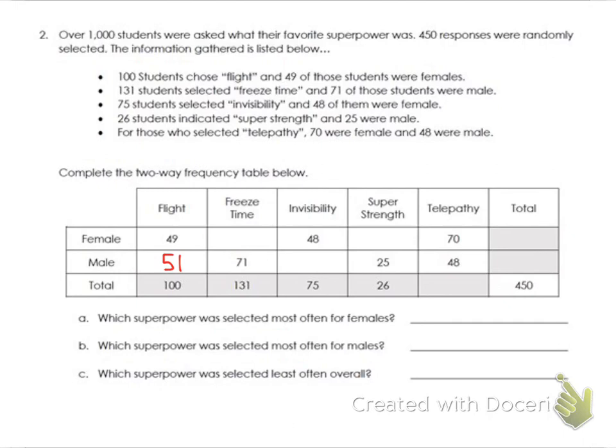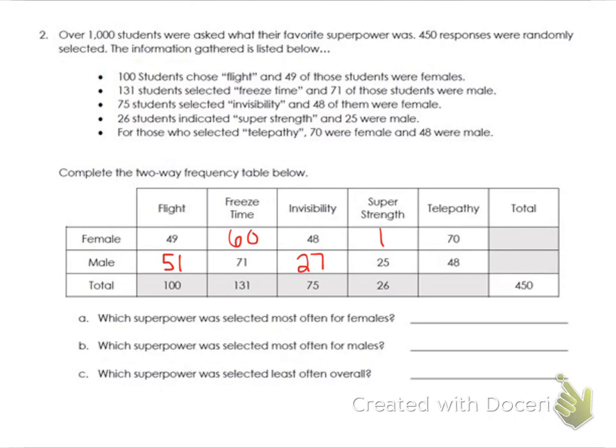131 students and 71 were male in terms of freezing time, I'm sorry. So in that case, if you do some subtraction, you get 60 female. And then for the rest of the table, invisibility, 75 minus 48 gives me 27 left over, so that's how many males. And then for super strength, there was only one other person who picked it because they must add up to 26. Telepathy, which is like reading minds, if you didn't know, 70 and 48.